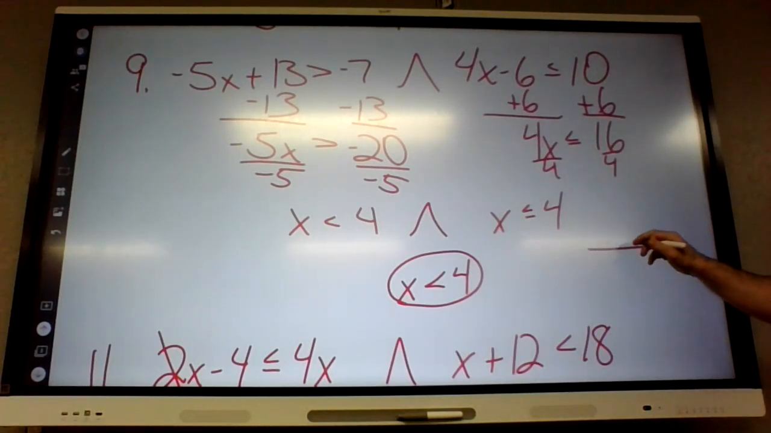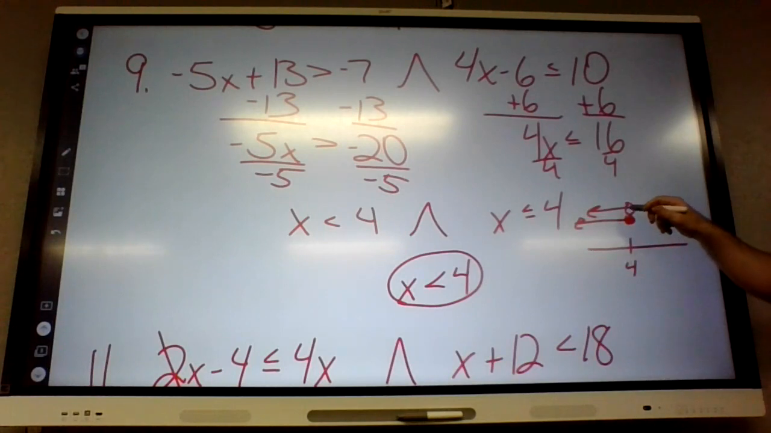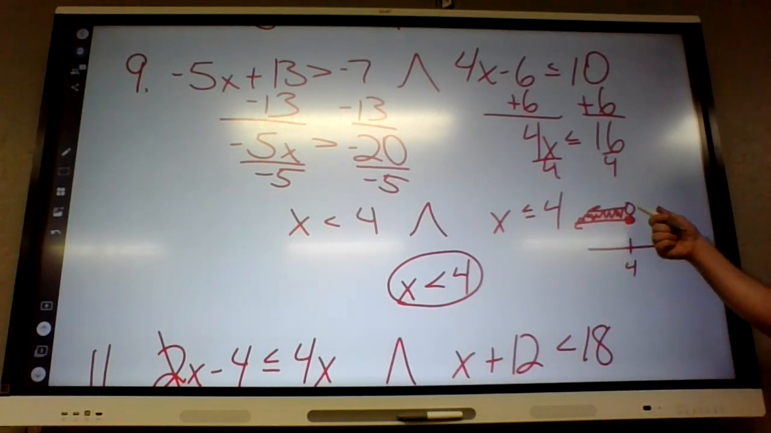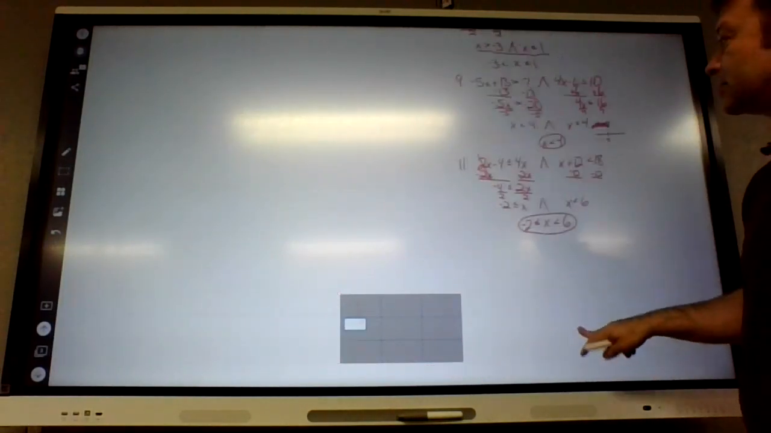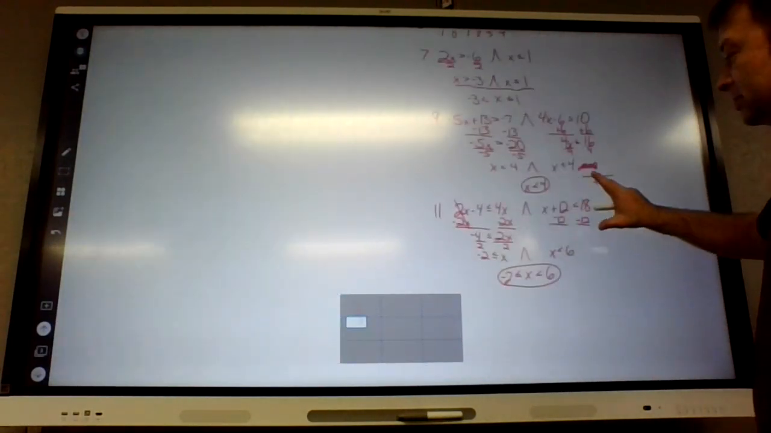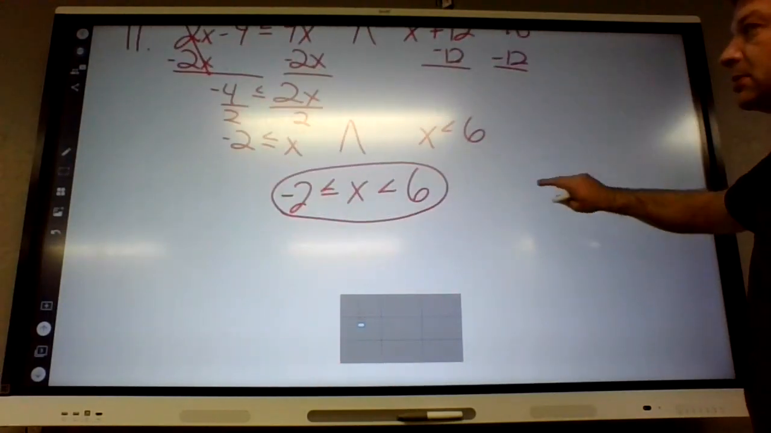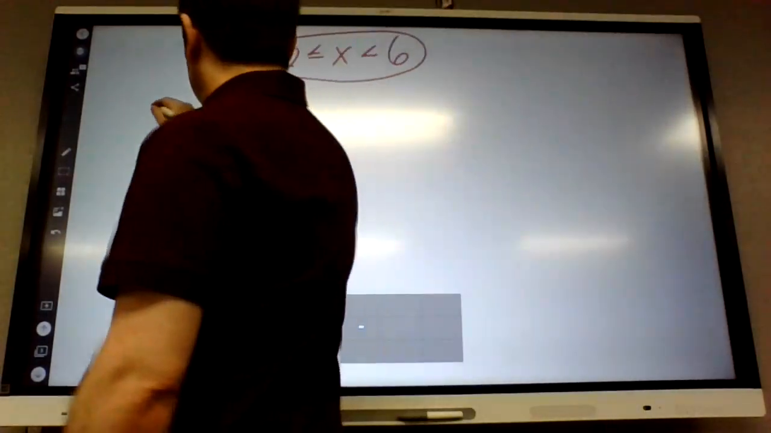If we were to graph it, less than 4, less than or equal to 4, what do they have in common? Just all these numbers over here that are less than 4. They don't have 4 in common. Alright. Anyway, let's see. 15.